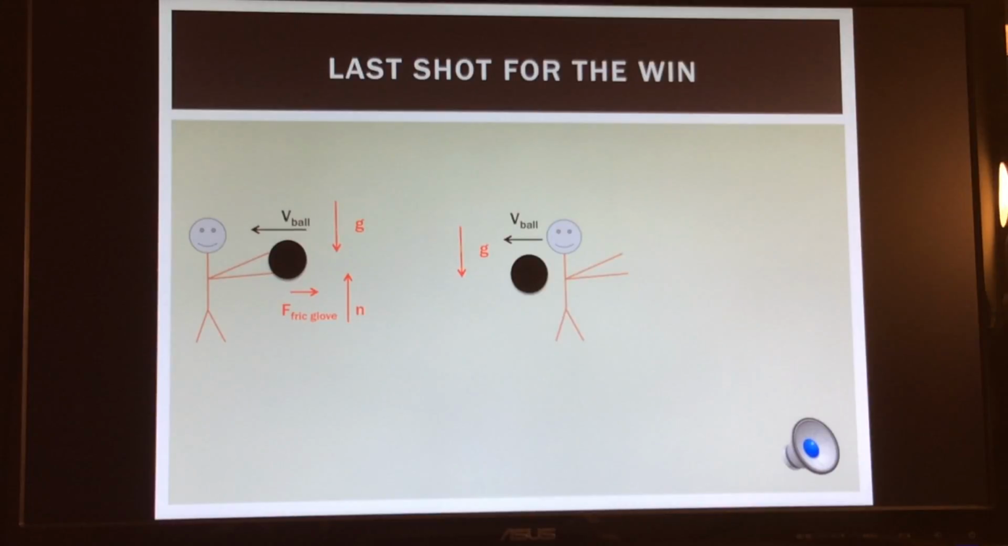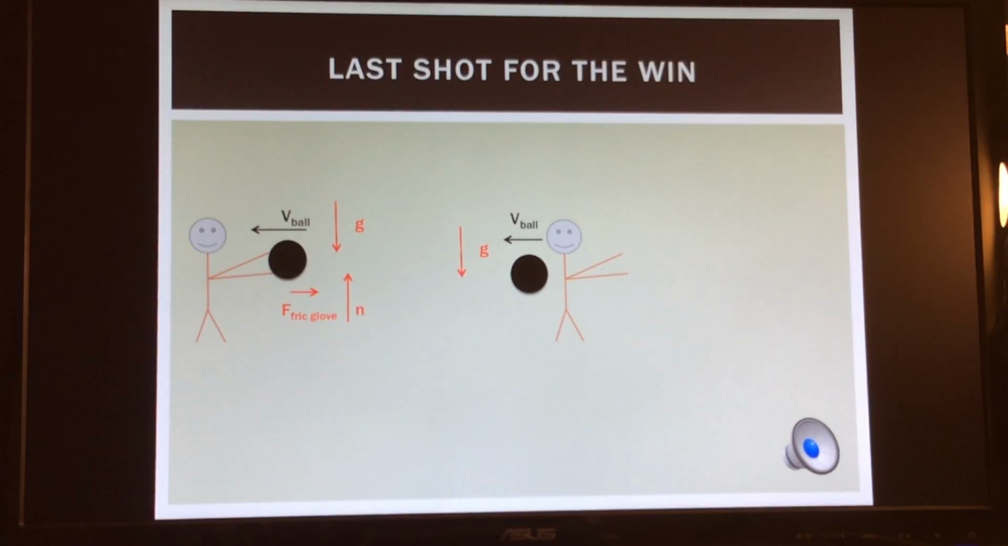So, the ball has been kicked, there is a gravitational force, there is a normal force, there is the velocity of the ball, and there is the friction of his sweaty gloves. However, because of the reduced coefficient of friction, he messes up and the ball slides through his hands.